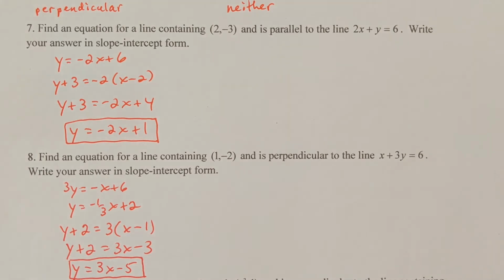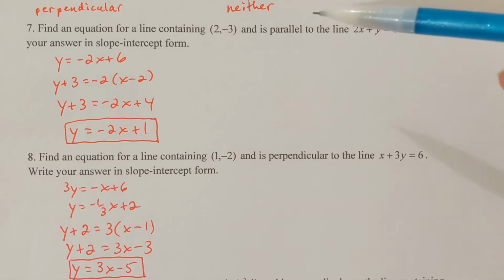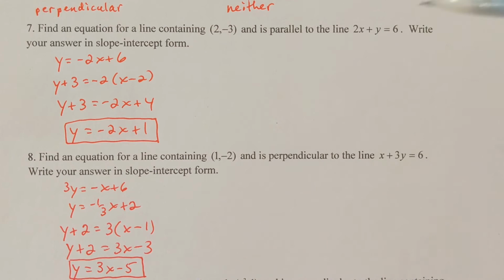Problem 7, find an equation for a line containing the point (2, -3) and is parallel to the line 2x + y = 6. Write your answer in slope-intercept form. Okay, so here we have a line and a point that is on the line and parallel to the line that we're given.